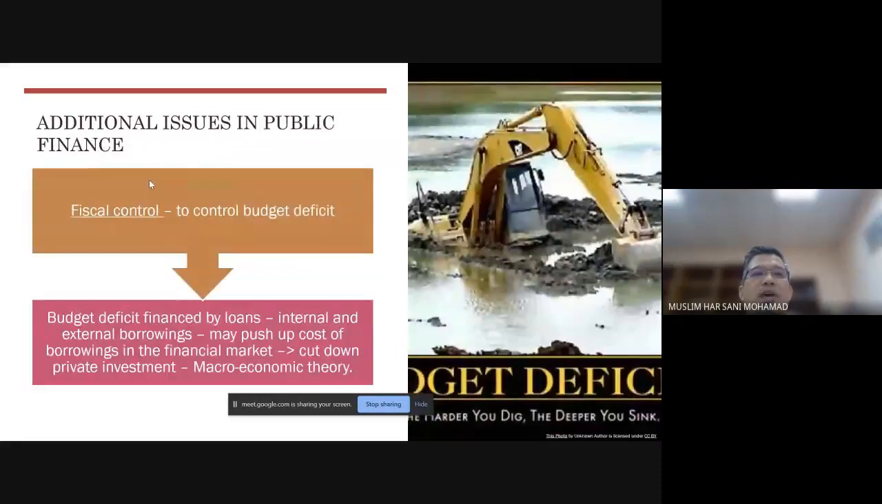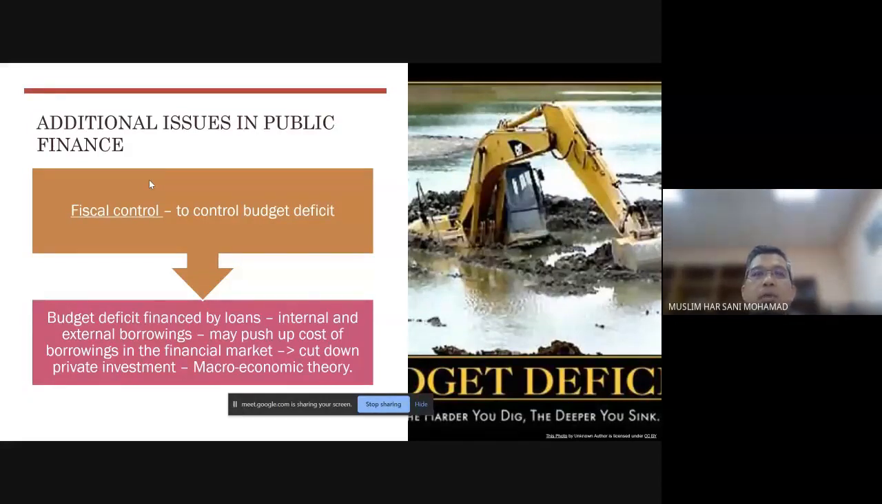Additional issues in public finance. Fiscal control to control budget deficit. Fiscal control is a technique, I think promoted by the World Bank. Because fiscal expenditure is government expenditure, basically it means to cap the limit of spending, as simple as that, to cap the limit of the budget.